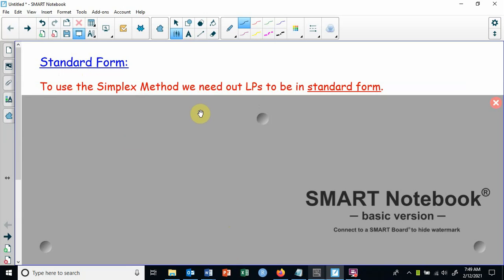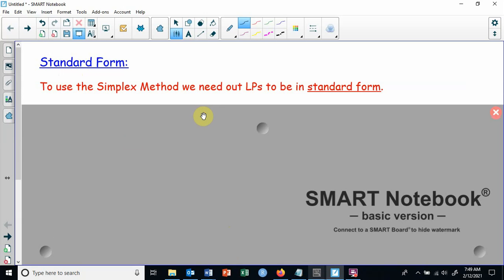Now, standard form is extremely important because we're building our ability to use the simplex method. And to use the simplex method, we need things to be in standard form. We absolutely need standard form. Now, this gives us all the nice structure that we need in our problems to be able to find extreme points through the simplex method.